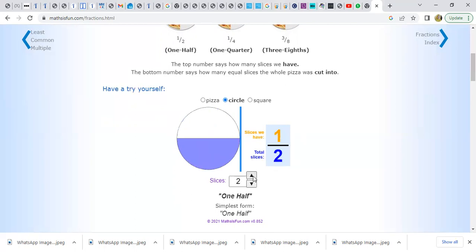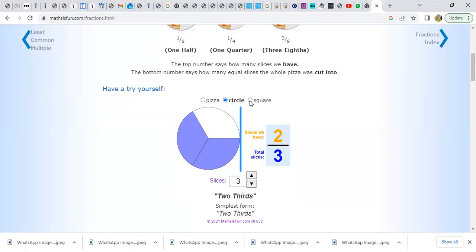Three parts of this circle will form. If you are taking 2 parts out of 3, so you can say 2/3. I hope you have understood how you can write a fraction.